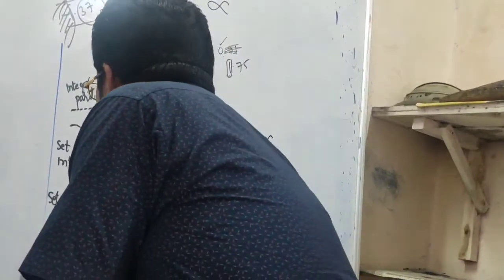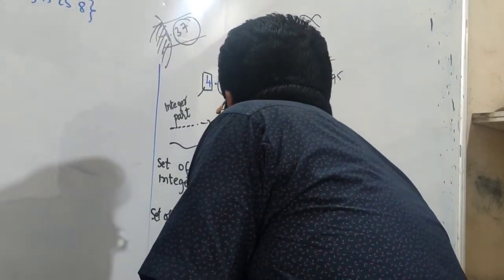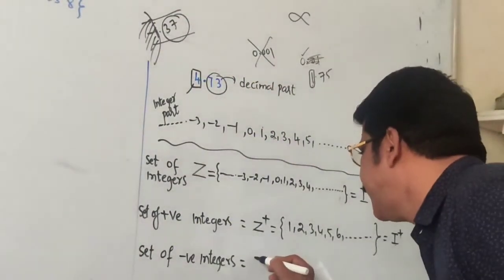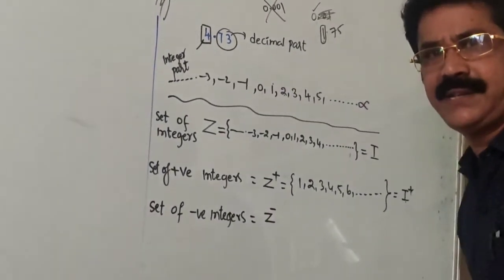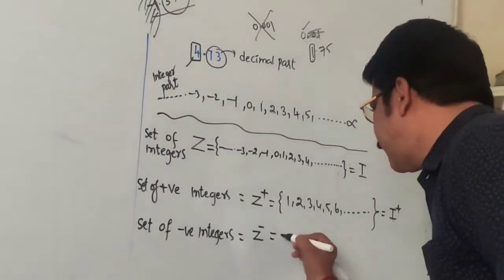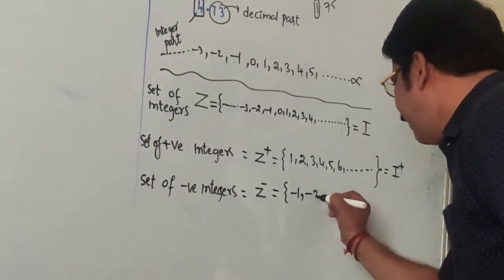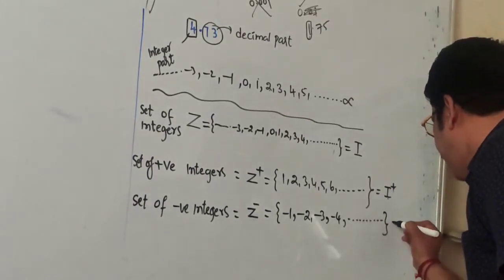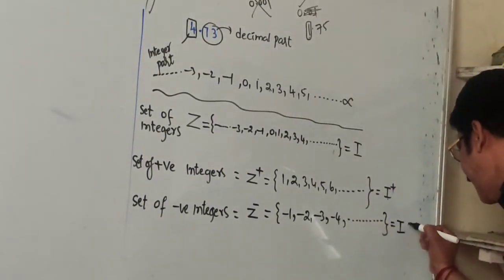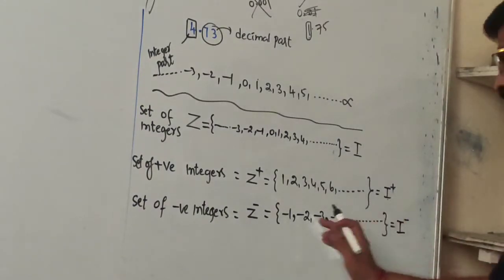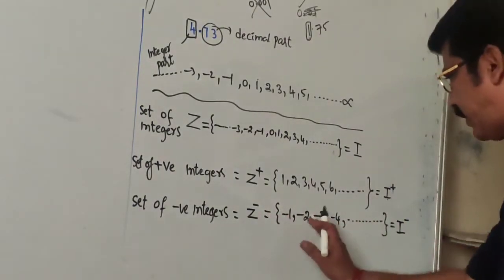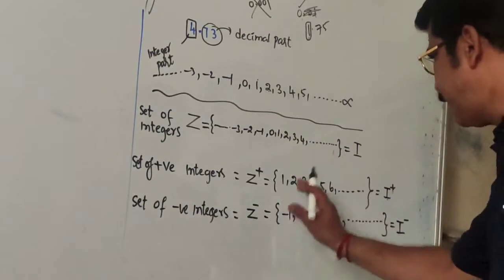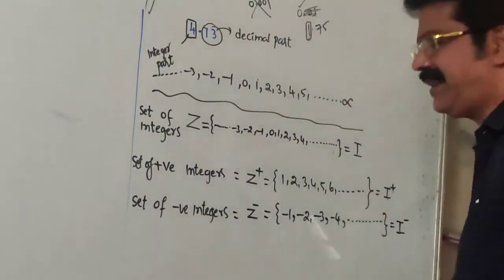Next, the set of negative integers. Actually, it is denoted by Z minus. Is it visible? Z minus is equal to -1, -2, -3, -4 and so on. Of course, it is also denoted by I minus. Z minus is the set of all negative integers, -1, -2, -3, -4 and so on. Z plus means 1, 2, 3, 4, 5, 6 and so on.